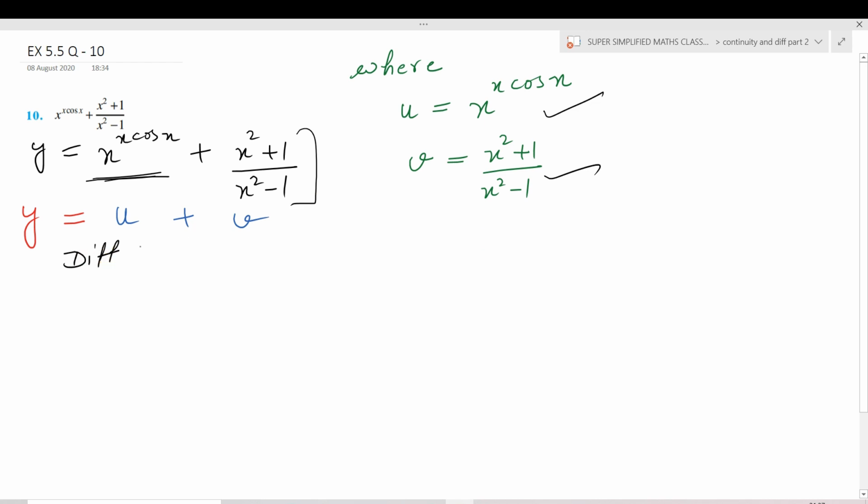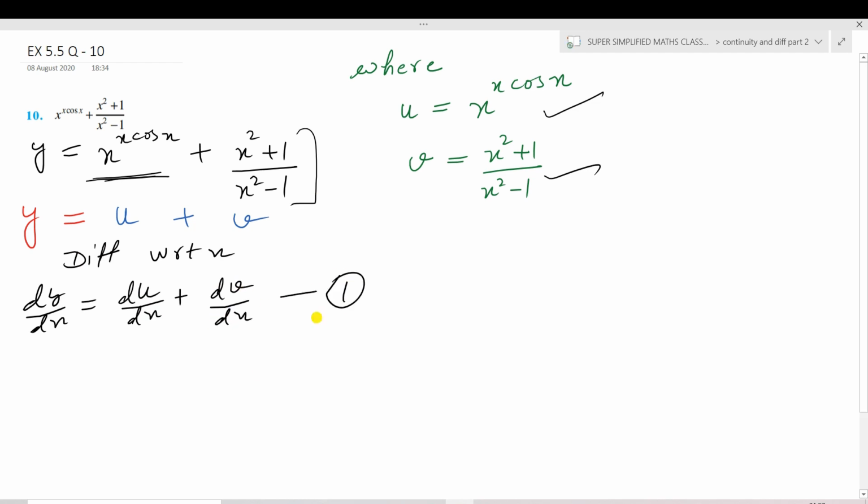Now if I differentiate at this step with respect to x, so what do we get? Then I get dy by dx is equal to du by dx plus dv by dx, and I call it equation number 1. So now I have to take the first expression, that is u is equal to x raised to the power x cos x. Now you can see it is very obvious, I have to take log both sides. So log u will be, now I am using the property of log, x cos x, which is the power, it comes as a multiple, log x. So I have directly used the property of log.